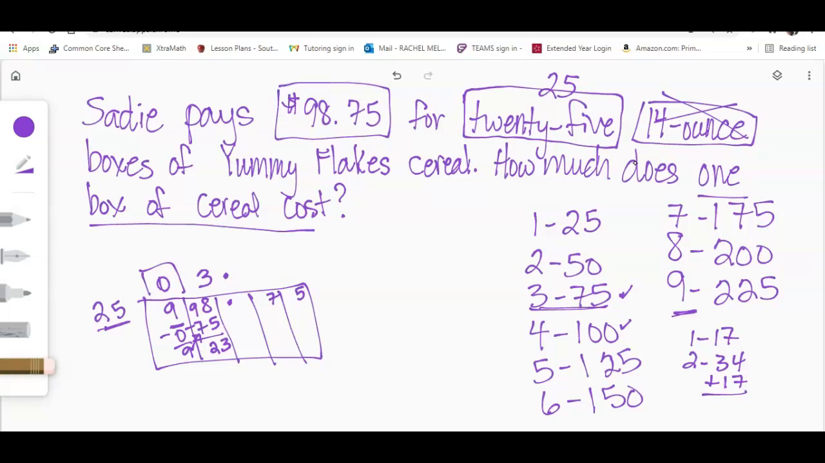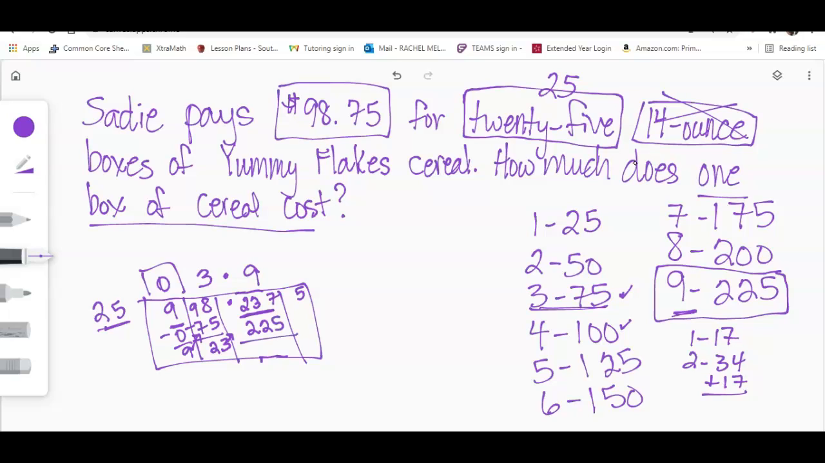I'm going to give myself a little bit more room here because I need to put 23 with that 7. So I need to see how many groups of 25 I get out of 237. Well, if I look over here at 9 groups, that's as close as I can get, right? So 9 groups of 25 is 225.